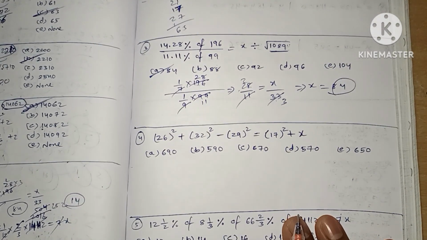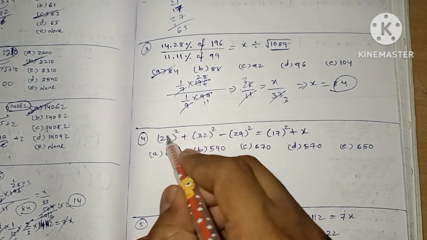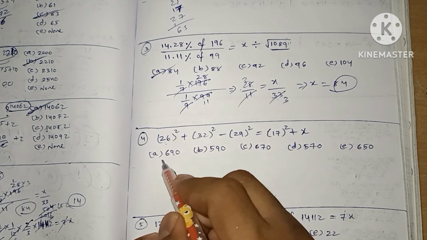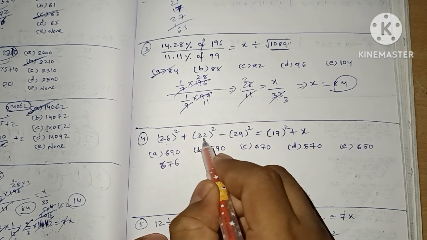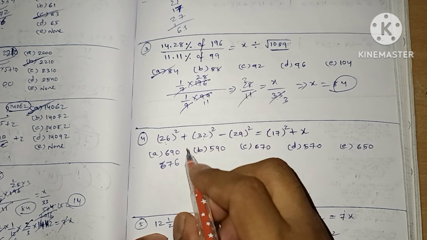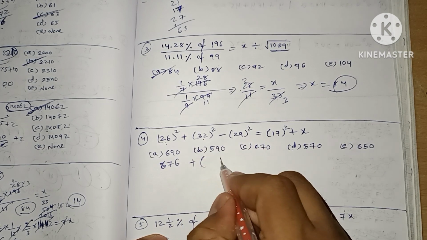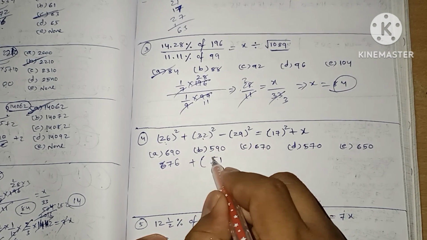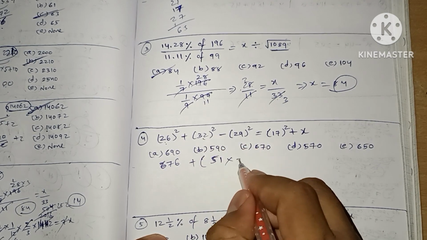Next, fourth question. To solve this question, we need to know the square values. So 26 square value is 676. And this looks like a square minus b square. A square minus b square formula is a plus b into a minus b. A plus b, which will be 51. A plus b into a minus b. So difference between these two, which is 3.